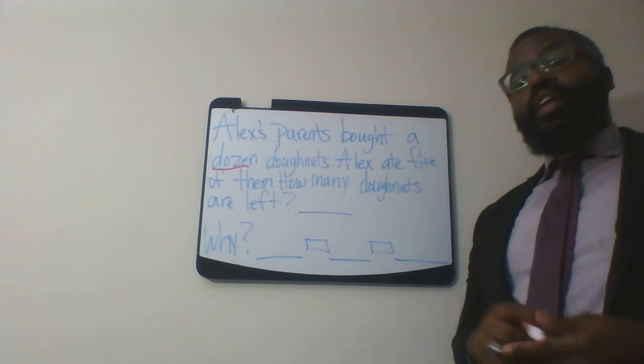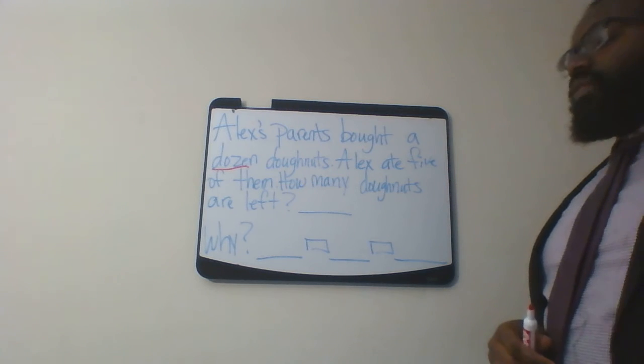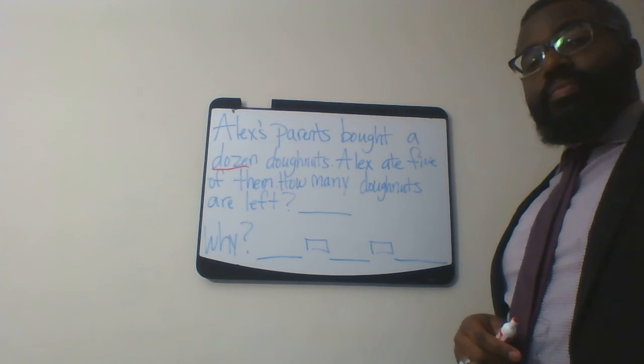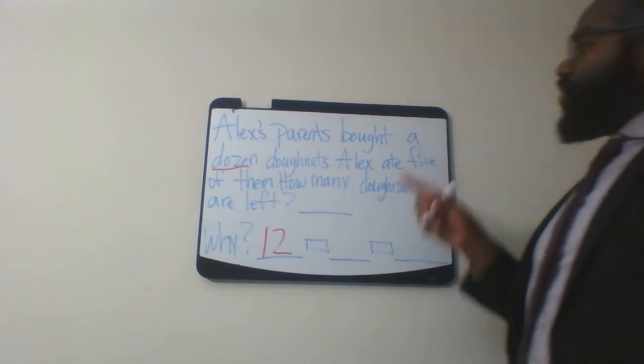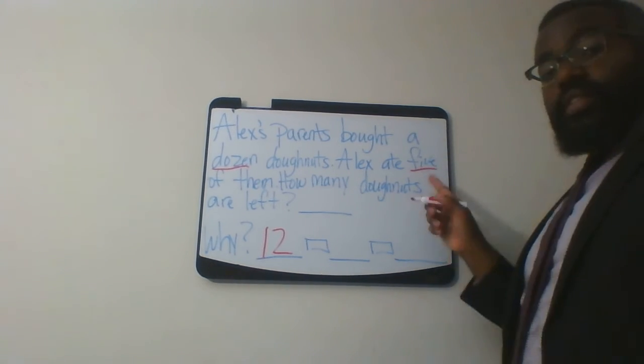Now, you have to remember what number is a dozen. How much is a dozen equal to? Is it 6? 6 is half a dozen, so it's not 6. The answer is 12. Let's go to the next sentence. Alex ate 5 of them. Underline the number 5. Put that there.